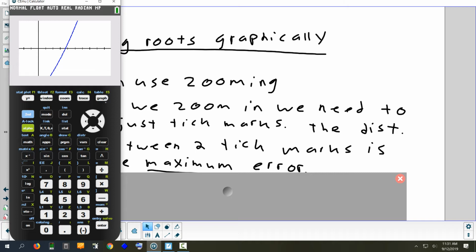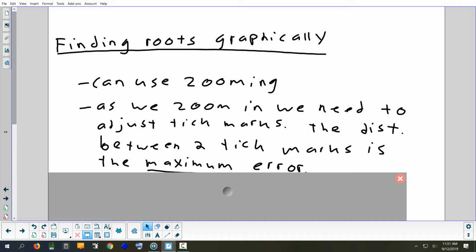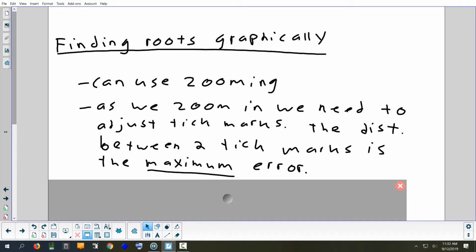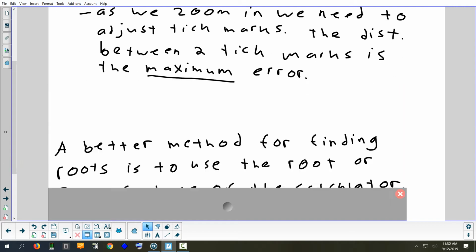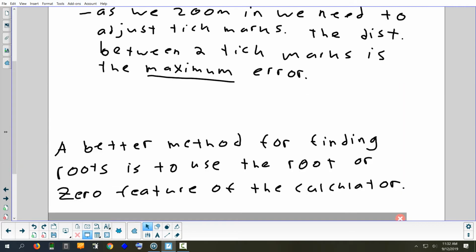All right? So you don't have to zoom in and do that anymore. We've got second calc, and it automatically does it for you. So we don't have to worry about that. So a better method is to use second calc. On my calculator, it's called 0. If you have a Casio or an older graphing calculator, it might be called root. But that's the best feature. That's what you want to use.